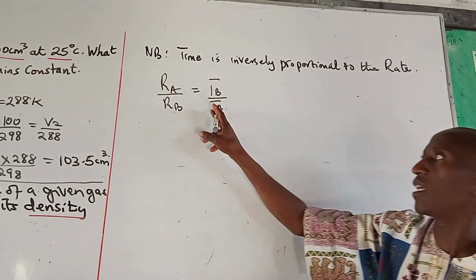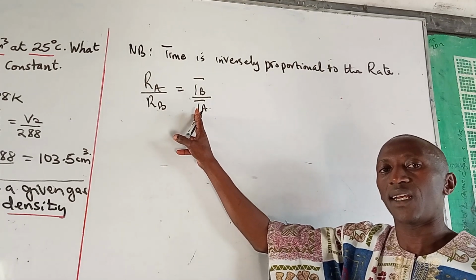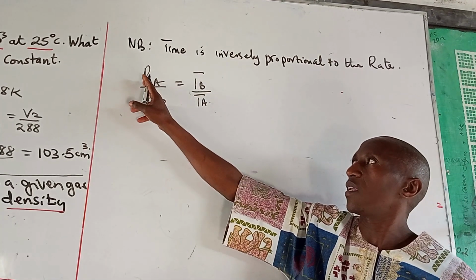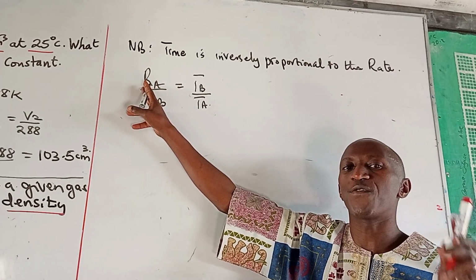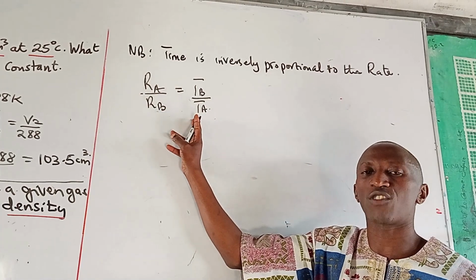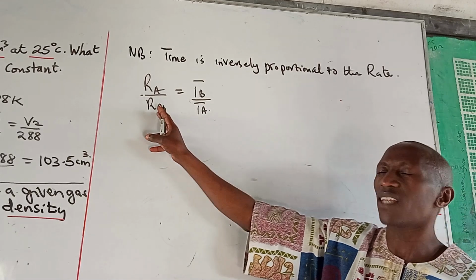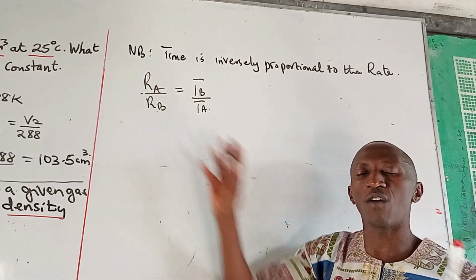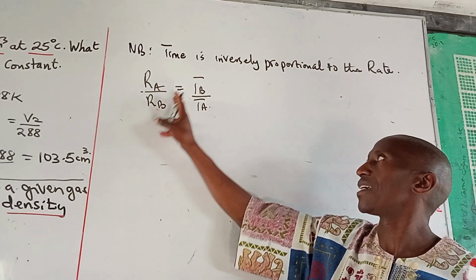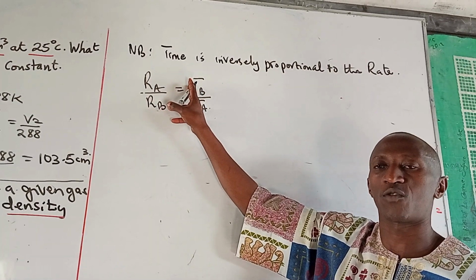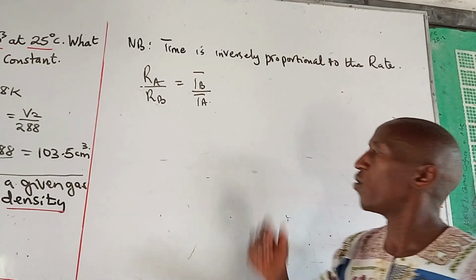The rate of a gas A is inversely proportional to its time. Practically, it means when a gas has a very high rate of diffusion, it takes a very short time. And the reverse of that, when a gas has a very slow rate of diffusion, it takes a very long time to diffuse.